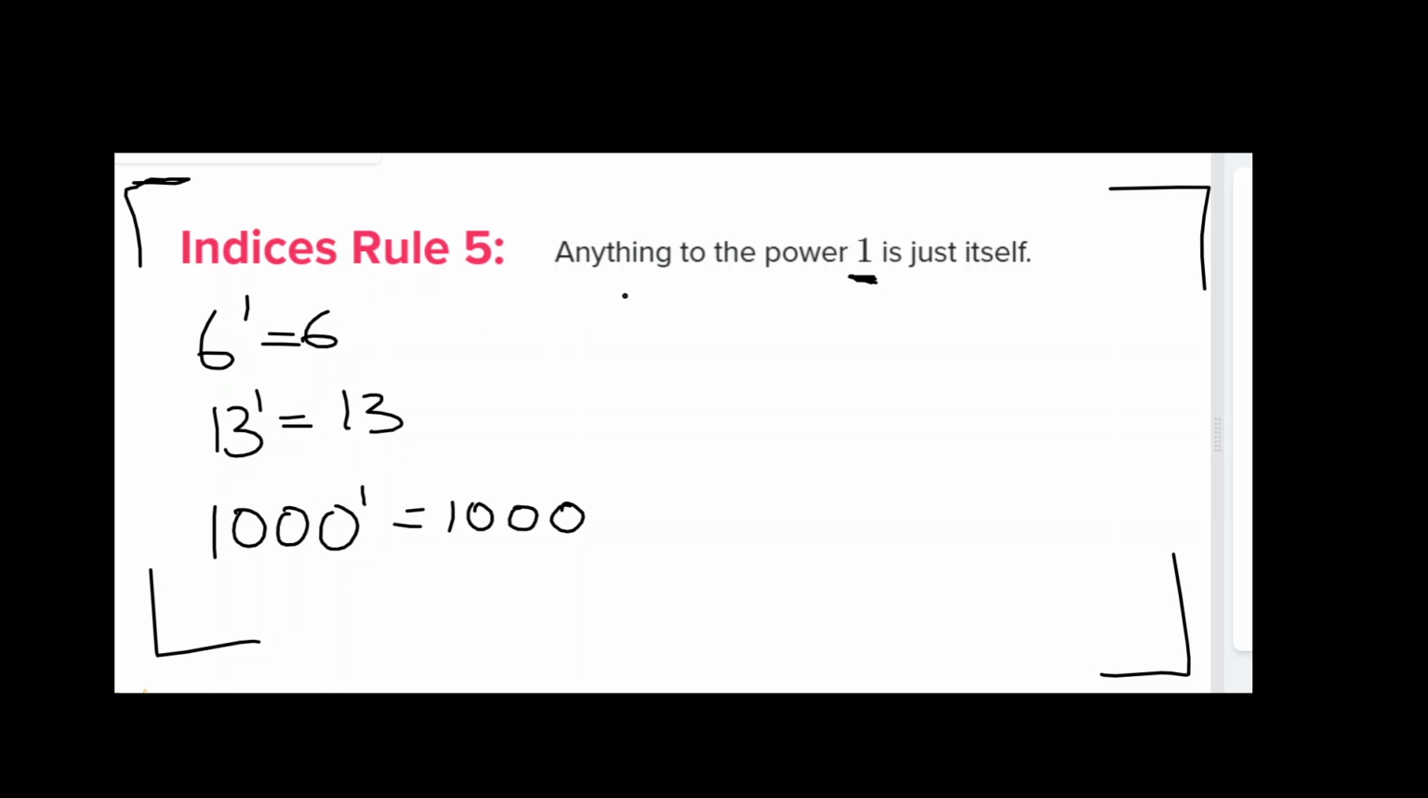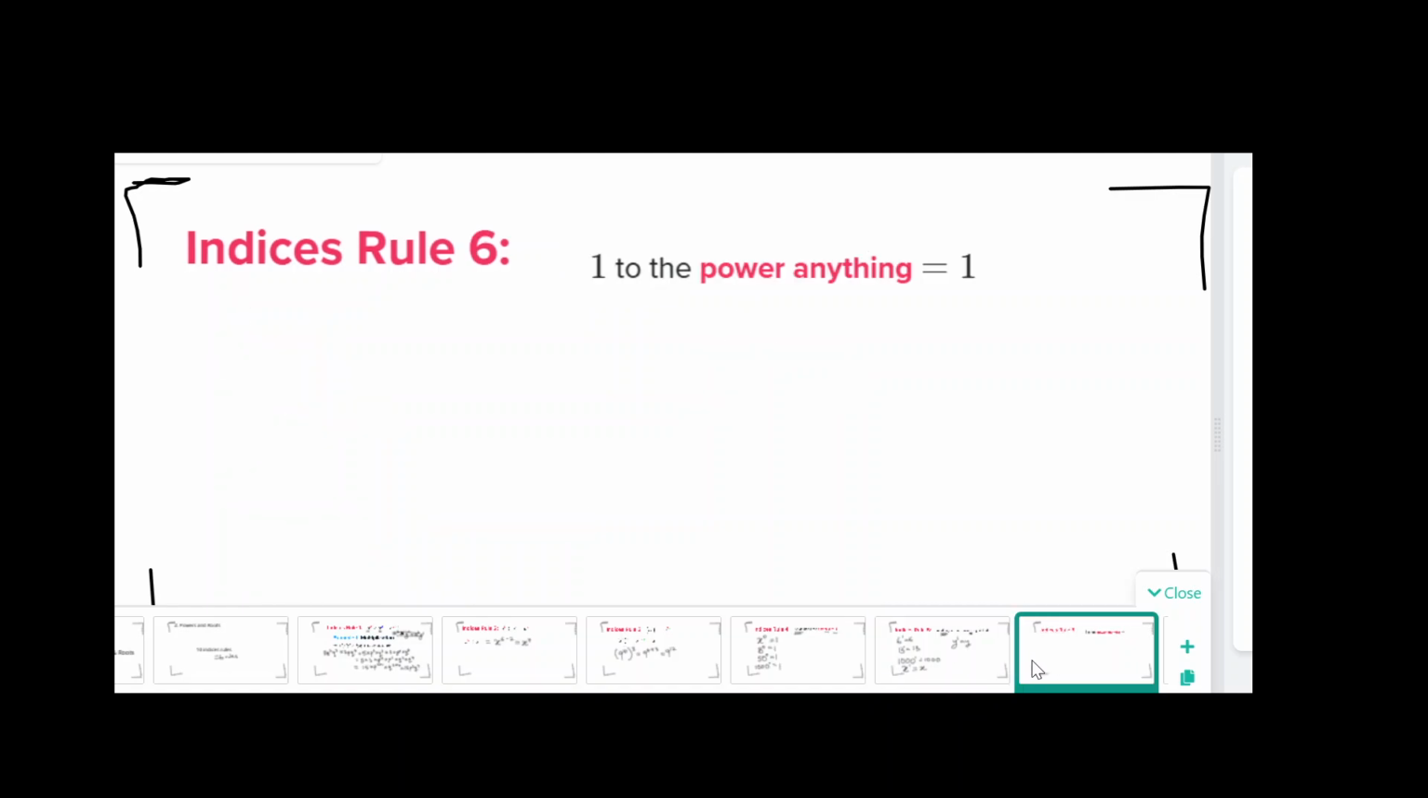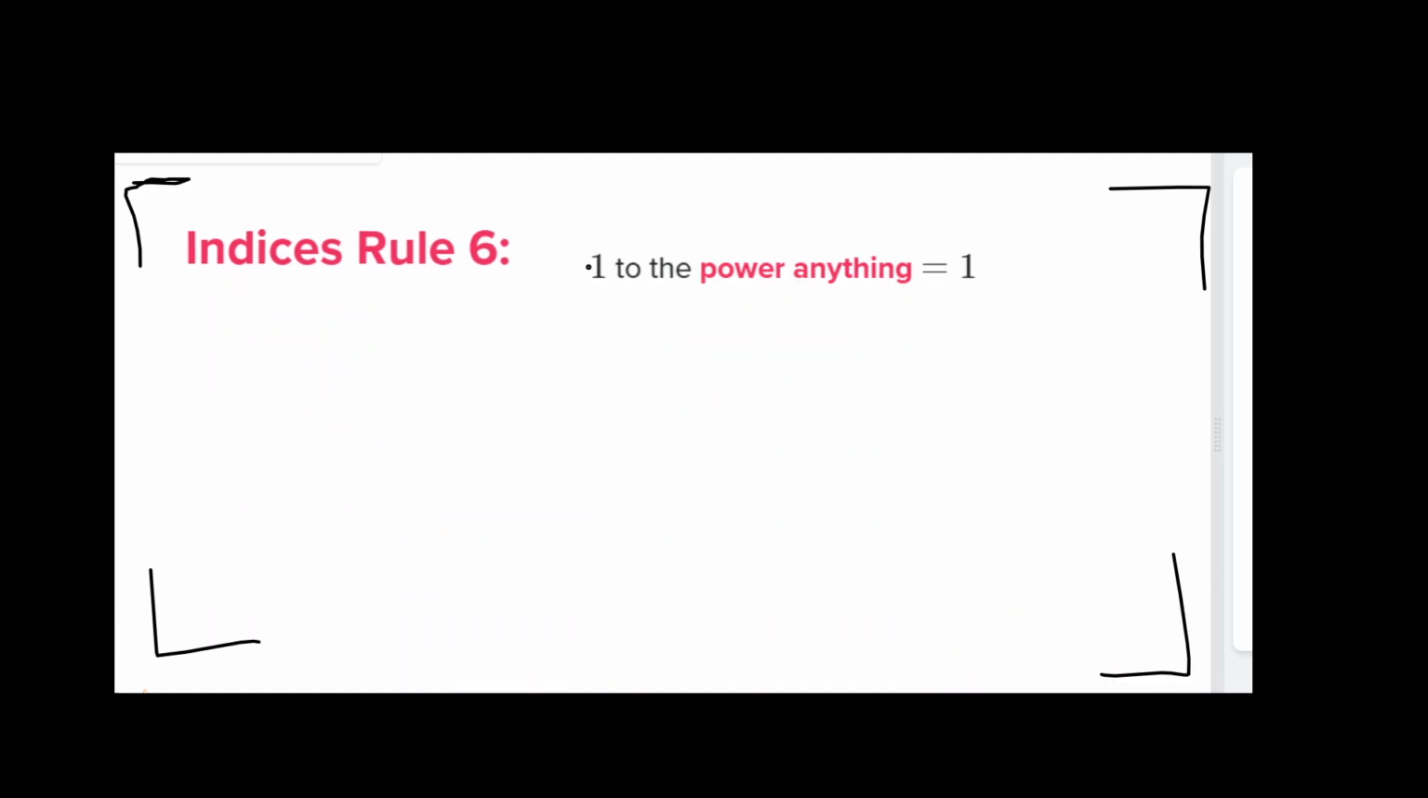Okay. So they use the word anything, meaning that even when you deal with letters, x to the power of 1 is just x, y to the power of 1 is just y. Okay. So moving on to the next rule, rule number 6.